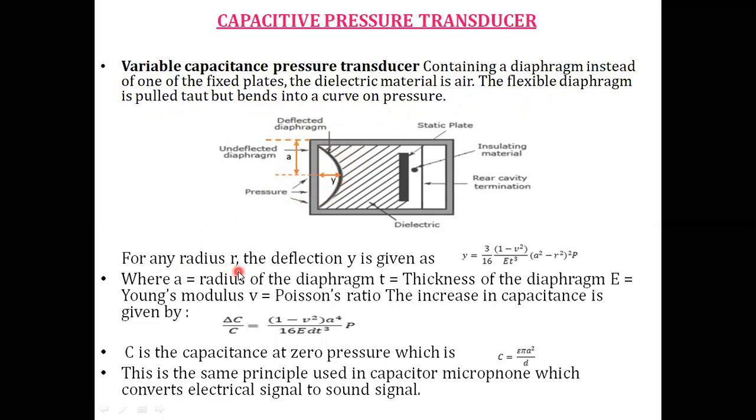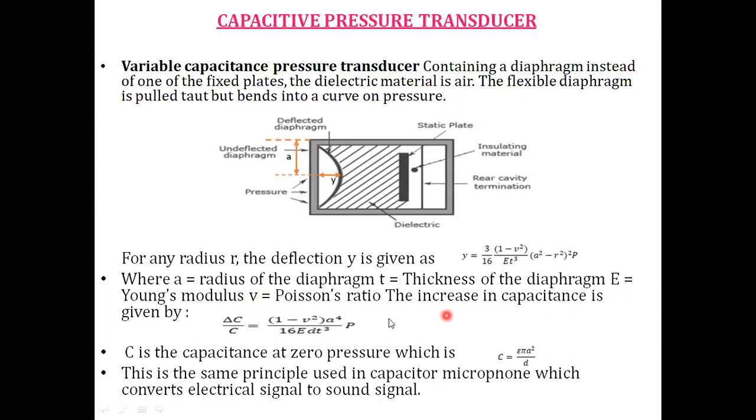For any radius small r, the deflection y is given by this formula: y equals 3 by 16 into (1 minus v squared) by E t cubed into (a squared minus r squared) whole squared into P. Here a is the radius of the diaphragm, r is the radius, P is the pressure, t is the thickness of the diaphragm, v is the Poisson's ratio, and E is the Young's modulus of elasticity.